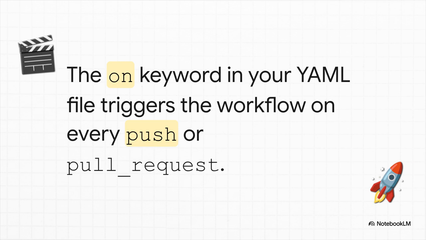So everything lives in one single YAML file right inside your .github/workflows folder. The very first thing you do is define the trigger with this on keyword. Right here, we're just telling GitHub Actions, hey, I want you to kick this whole thing off every time there's a push and every time a pull request is created. This simple little line is what makes it continuous.